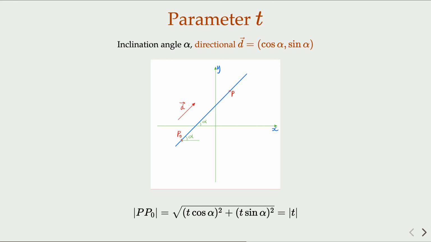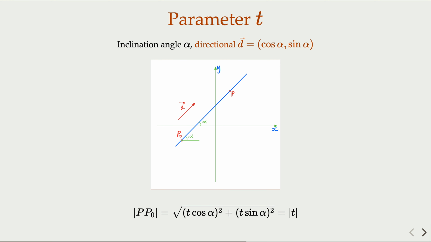So you see t has a special meaning. That is, t represents the distance of the point P to the point P0. Of course, t could be negative. Why? Because here we have a direction going upwards, but if you go downwards, in the other direction, t becomes negative. In other words, when t is negative, the point goes against the direction vector with respect to the original point P0.